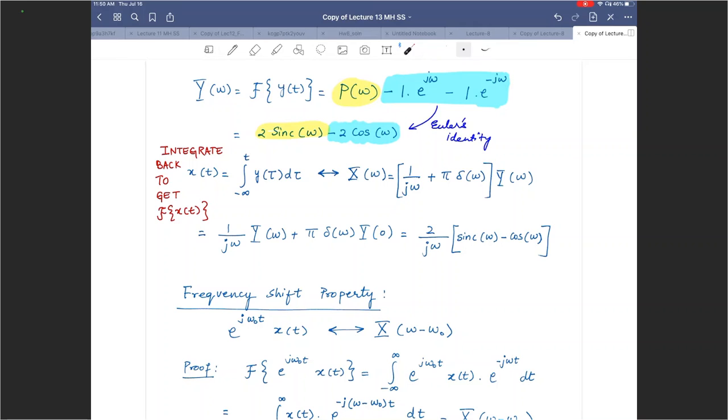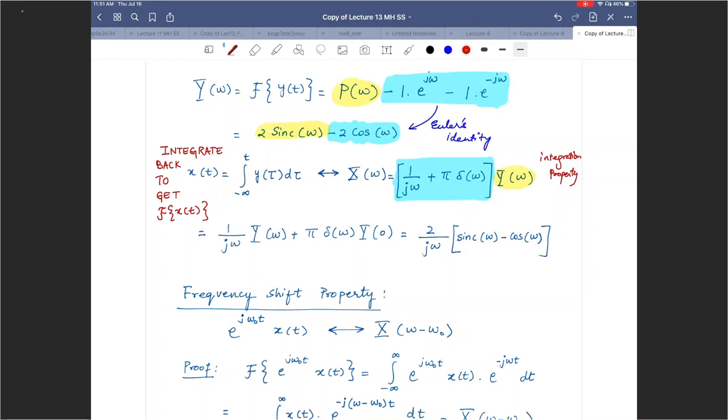So that means that X of omega, the Fourier transform of x of t, should be the multiplication of Y of omega from earlier with this. And this comes from the integration property. This is also the Fourier transform of the step function. So we have used the integration property here. Time integration property.